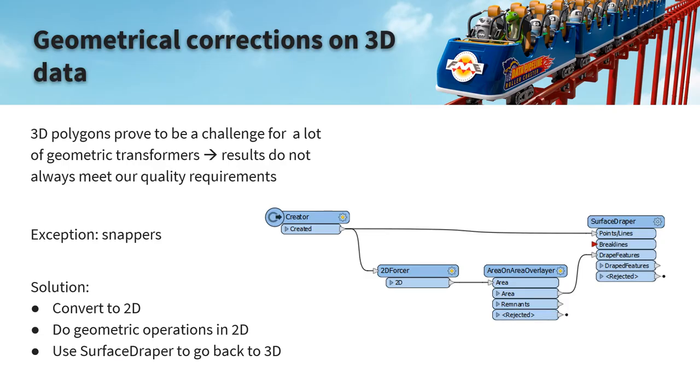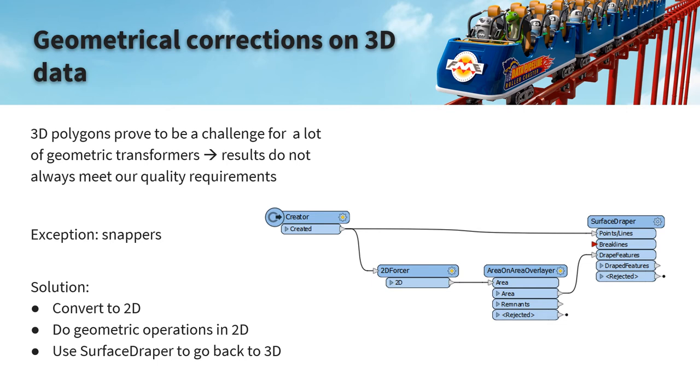When developing the FME models to do these geometrical corrections, we quickly discovered that the 3D component proved to be a real challenge, as most FME geometrical transformers are built to be run on 2D data. Often the transformers do give an output, but those results did not always meet our quality requirements. Snapper transformers, however, did not have any difficulties with the Z component and do exactly what you would expect on the 3D data. But still, it's tricky to use them because they tend to make 3D polygons non-planar.